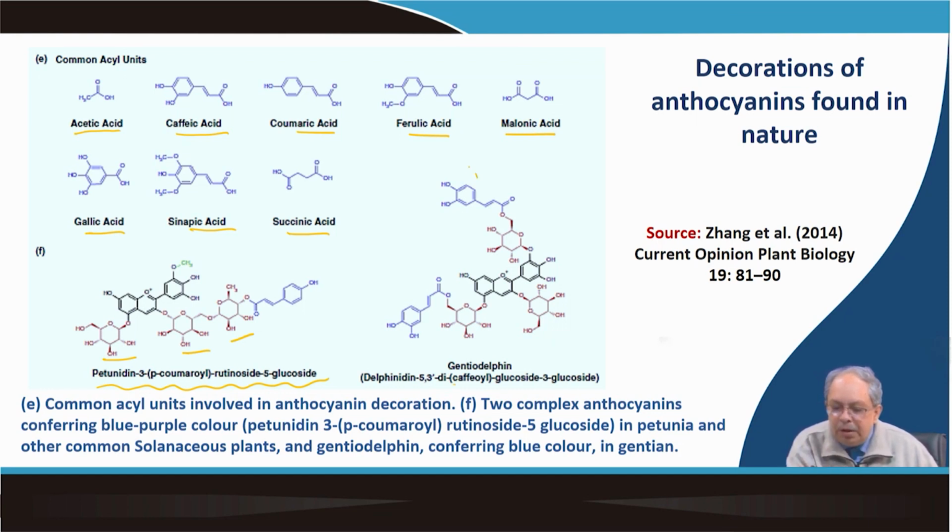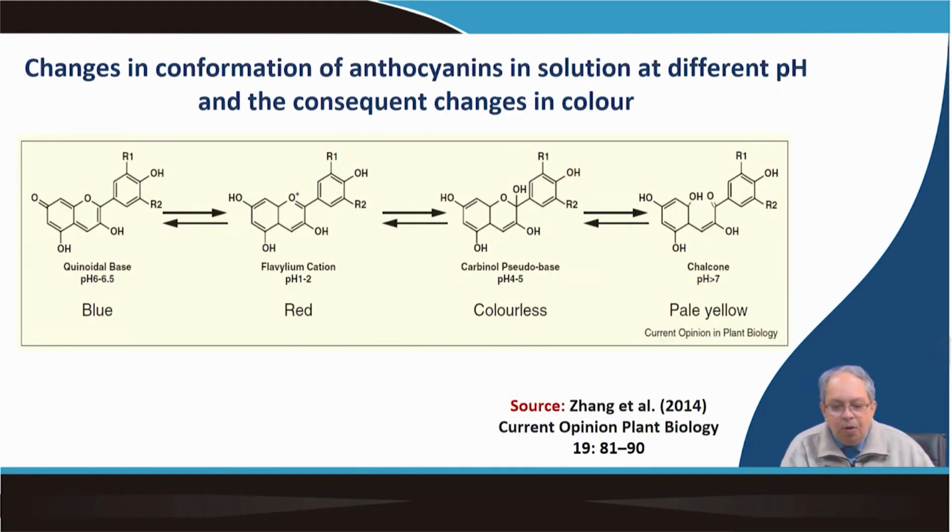So, maybe this is 1 caffeoyl unit coming, this is 1 caffeoyl, because caffeoyl contains 3,4 dihydroxy. So, this is caffeoyl 1, this is caffeoyl 2, and this 5,3 means the 3 position, 5 position, like that way, and then it makes the structure. So, this is how the anthocyanins in nature are decorated, leading to the formation of complex anthocyanin.